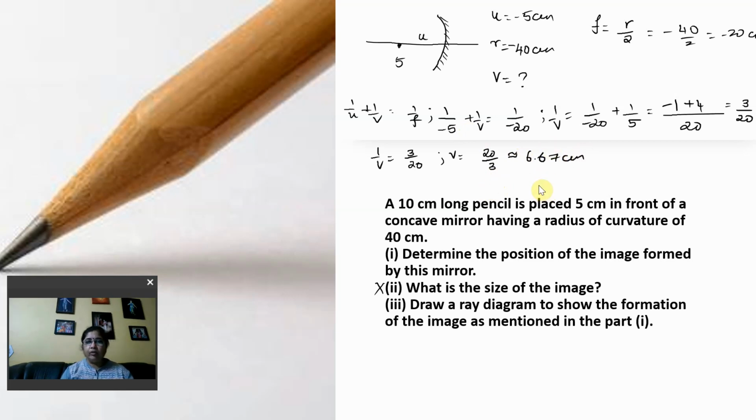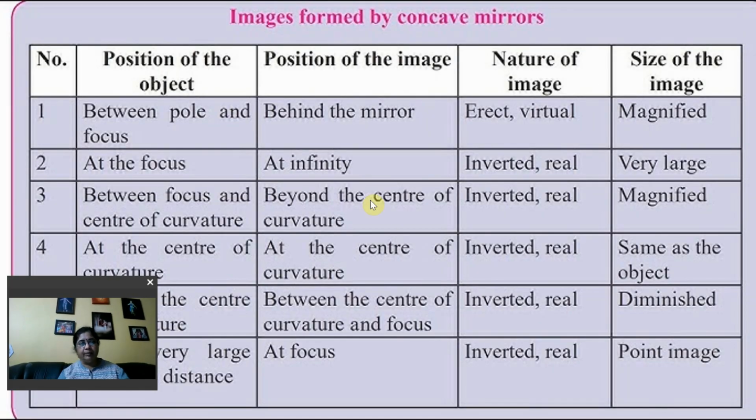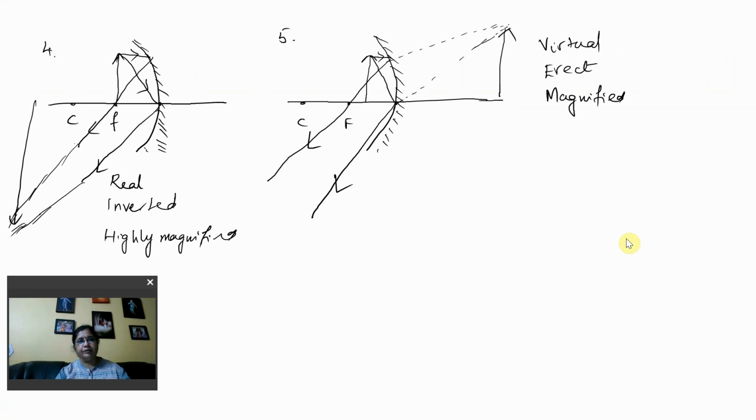So where is the image formed? Your answer is positive. Let me draw it here. Since my value is positive, my image is going to be formed beyond the mirror. Now let us go back to our table. Look at this table, or let us go to the diagrams. In only one case it is formed beyond: when the object is between the focus and the mirror, only then is it formed at the back of the mirror.